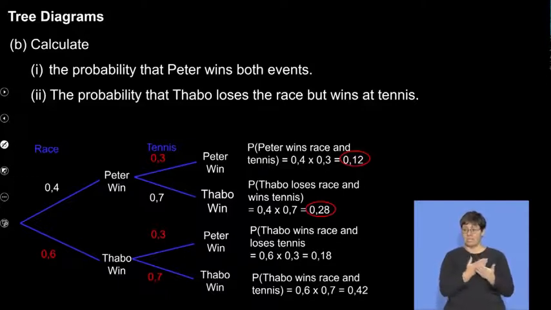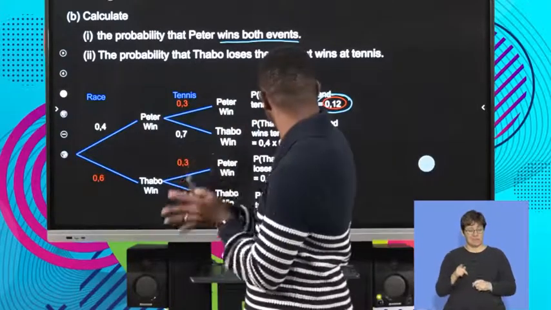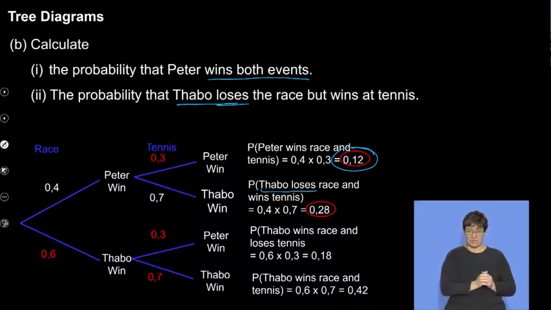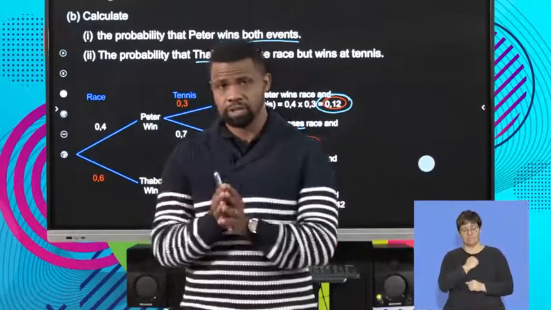Okay, our probability. So the probability that Peter wins both events. We can see what we're getting here. Peter wins a race and tennis, we get 0.12, which is 12%. That's the chance that Peter will win both events. But what about the probability that Thabo loses a race but wins tennis? That would be 0.4 times 0.7, which is 0.28 or 28%. Are we all together? So if I have my tree diagram, I'm able to calculate whatever question comes out in terms of probability by just using my branches.